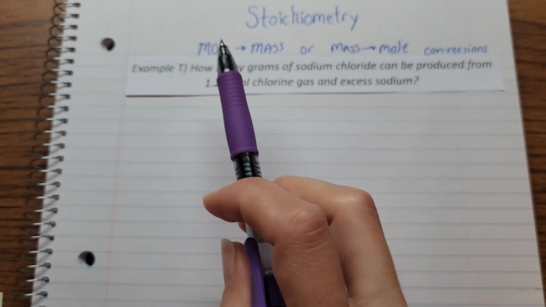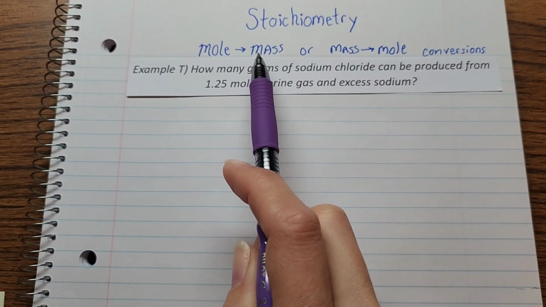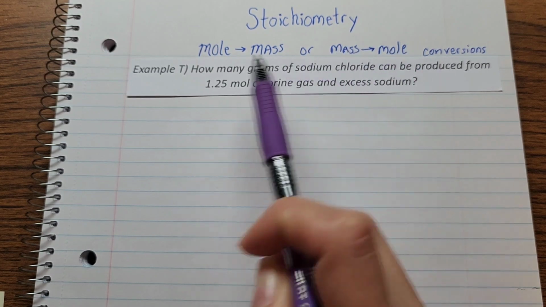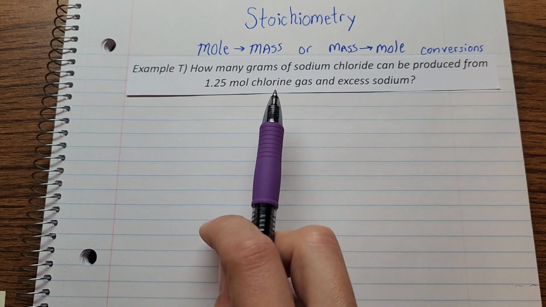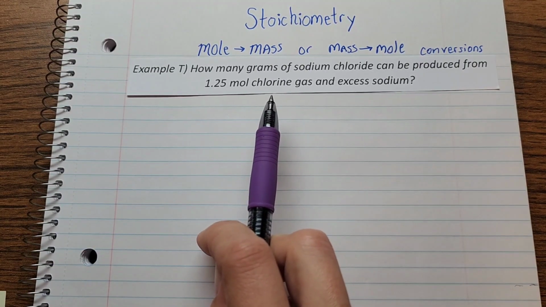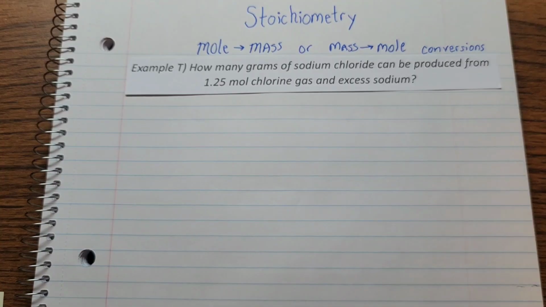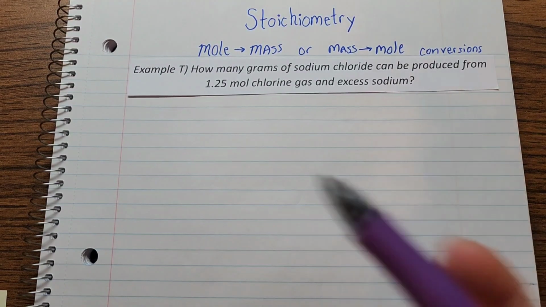This is example T. We're going to do mole to mass conversions or mass to mole conversions now. This is stoichiometry. How many grams of sodium chloride can be produced from 1.25 moles of chlorine gas and excess sodium? Well, the first thing we need is our balanced chemical equation.